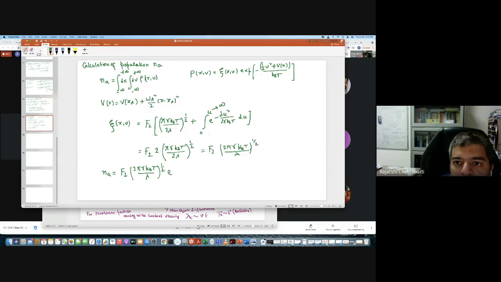Now this part again will give me exponential of minus V x_a by kBT, isn't it? Because I put this one. Okay, and then I have, because I have to integrate around x, not exactly at x_a, around x_a. So what I have here, I have two integrations. One is this, the integration over v. Then I have another integration.